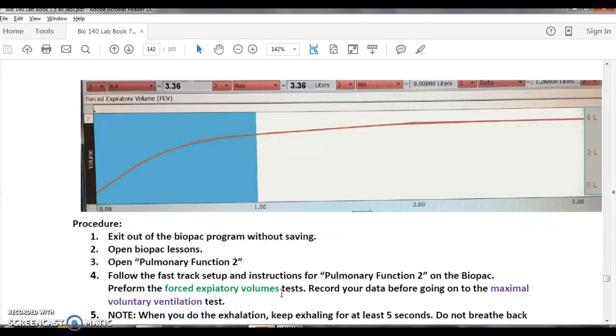So they did the procedure for the function test, and what they did in this case is they did a vital capacity test. They breathed in as much as they could, and then as quickly as possible, they forced their entire breath out. Now this is spread out over 3 seconds. That's why it looks so large. And in 3 seconds, the person exhaled 4 liters of air.